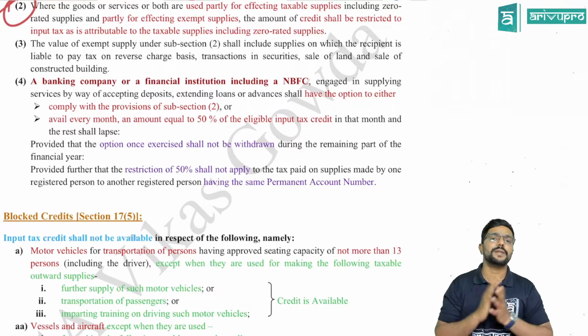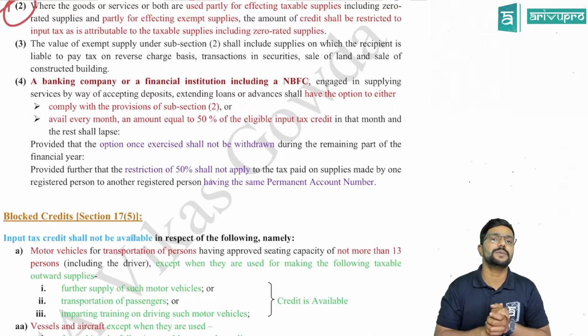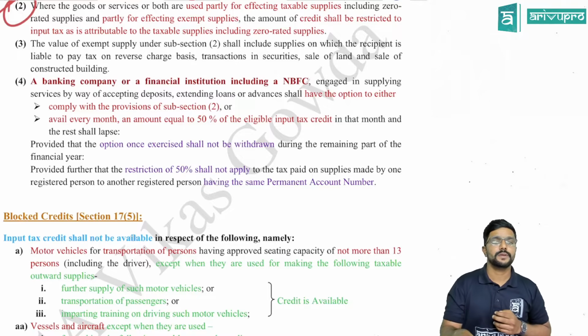But if there is any supply from one branch to another branch which is registered under the same PAN, then this 50% limit will not be applicable, guys.